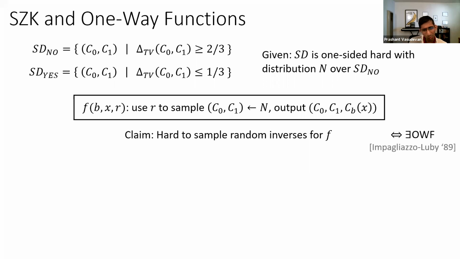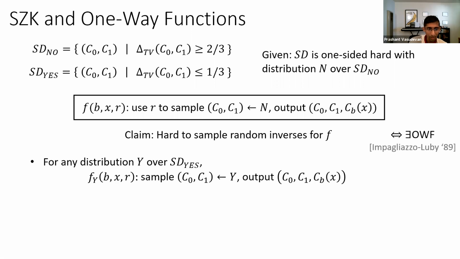And so why is this true? What happens if you are able to, in fact, take this function and sample random inverses? Well, we have to show that you can use that to break the one-sided average case hardness of statistical difference. And you do it in the following way.